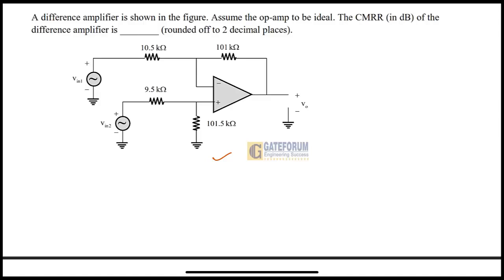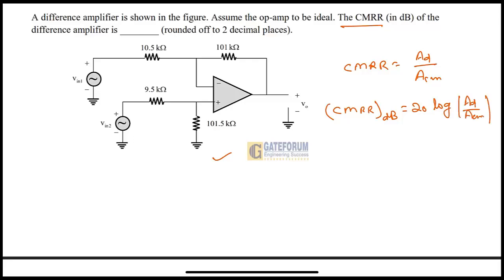So in this question, they asked about the CMRR. As we know the definition of CMRR, we can find it as a ratio of AD by ACM, where AD is called differential mode gain and ACM is called common mode gain, and in terms of dB, CMRR can be found as 20 log AD by ACM. So first of all we have to find AD as well as ACM, and only then can we find this CMRR.